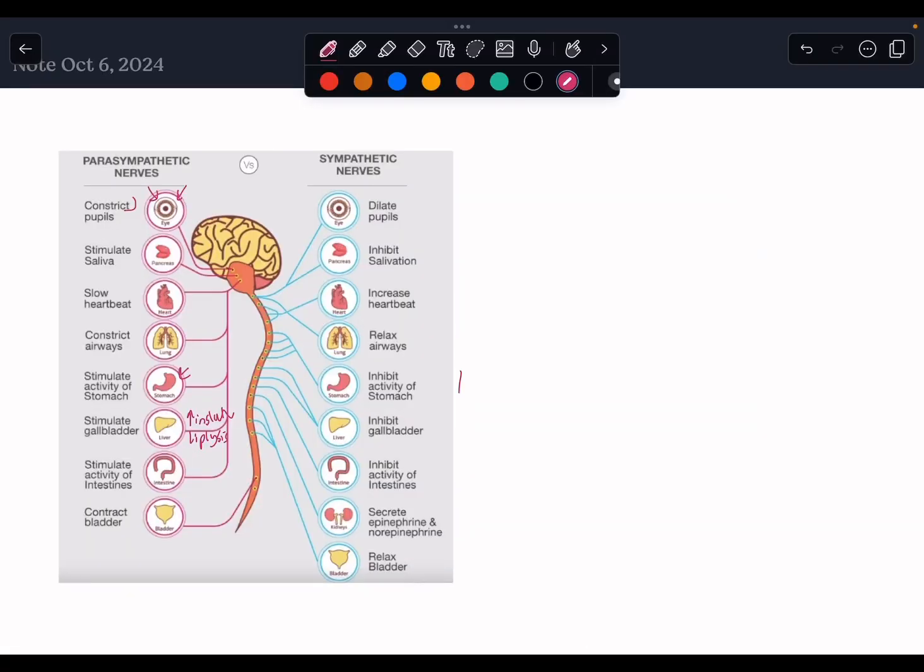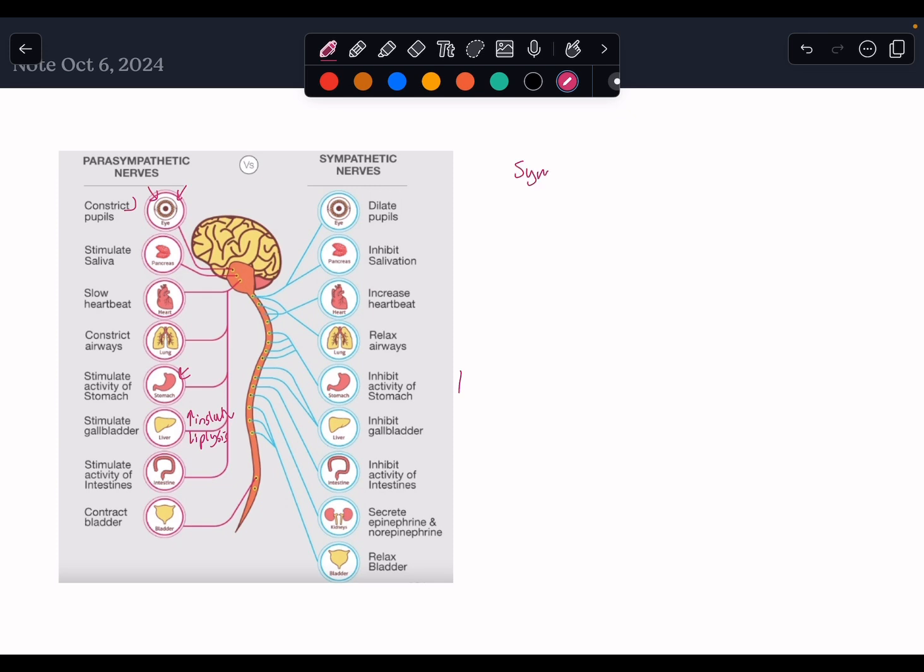Hello, guys. Today I'm going to talk about the parasympathetic and sympathetic system. So, to break it down from the beginning before I explain this image and organs.